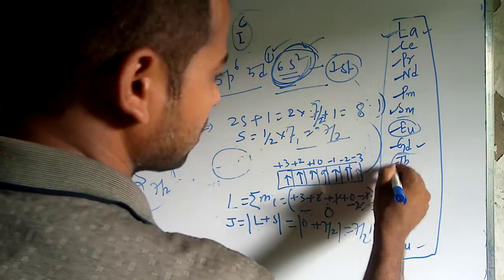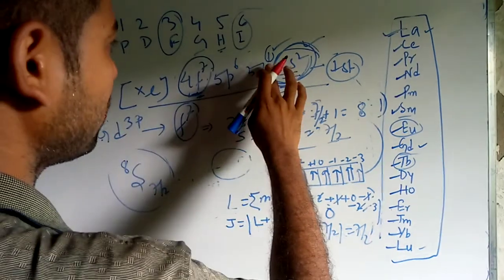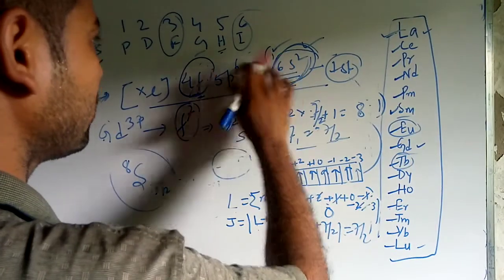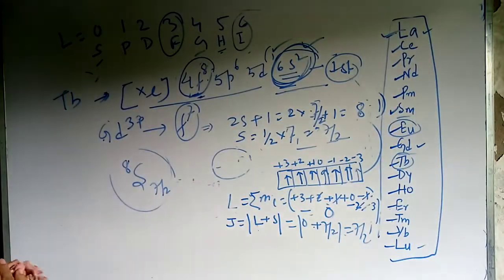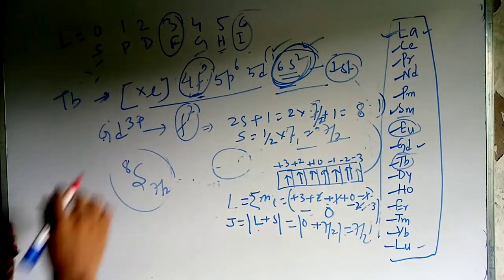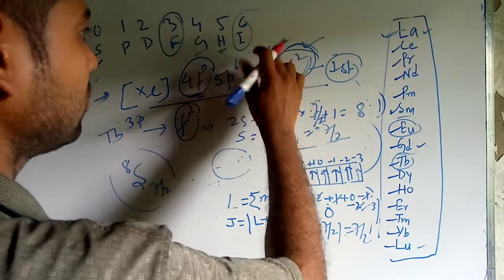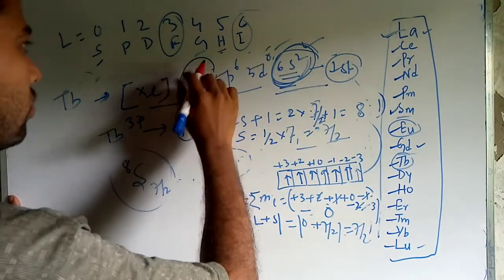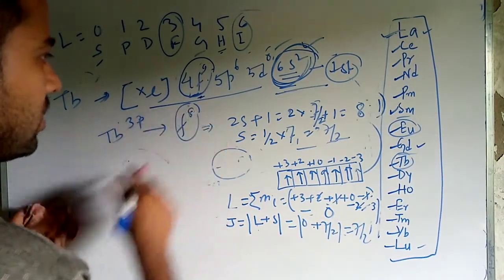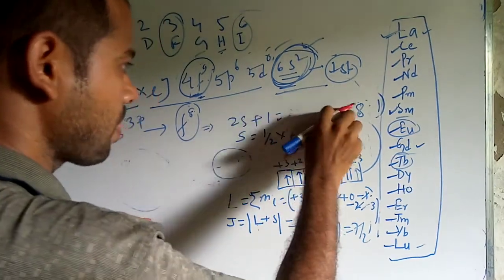Then the next question: terbium, Tb. The electronic configuration has 9 electrons in f. For terbium 3 plus, the d electron is 0, so the total configuration is f8. This is an f8 system, and we find the spin multiplicity.